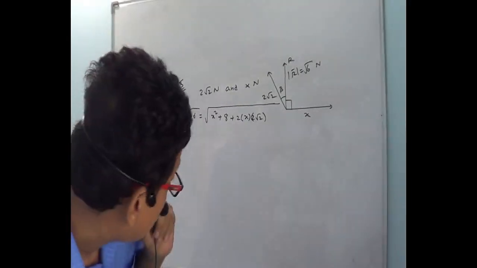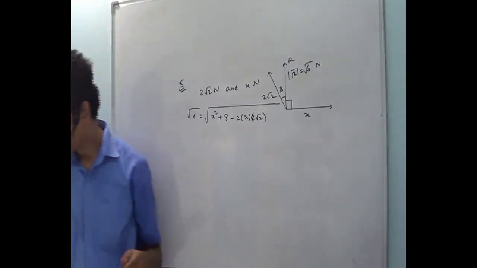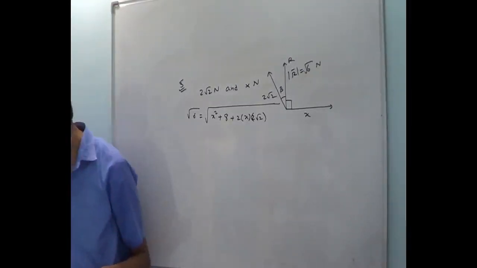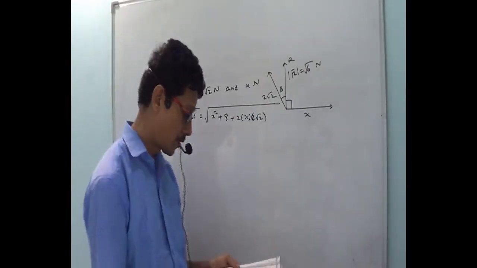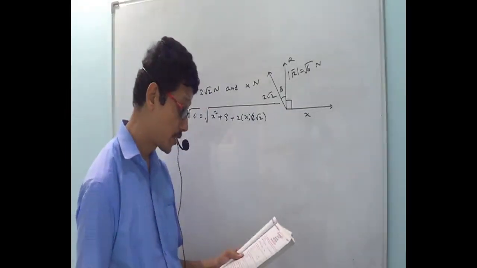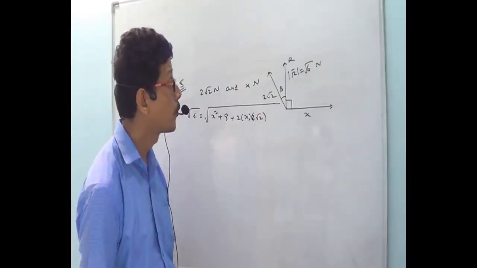And the question is this, there are two forces, 2 root 2 newtons and x newtons, and the resultant of these two is perpendicular to x and has a magnitude root 6.